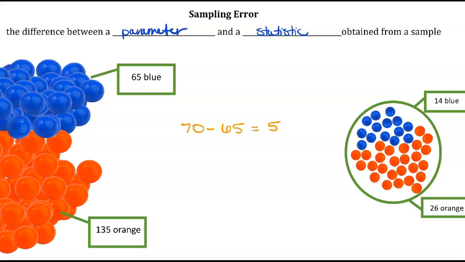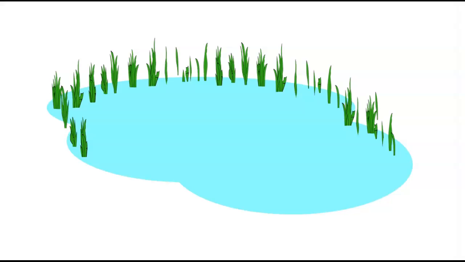Now let's look at a different example. In this next example, we have a different scenario. We're going to talk about how to figure out how many fish are in a pond. Clearly, this is a little different from our previous example with gumballs, where we could just dump them out and count them up. We will have to figure out a way to estimate.